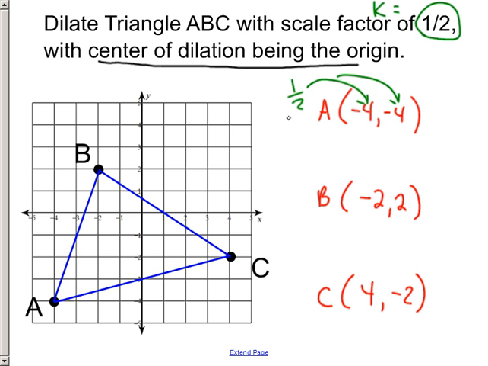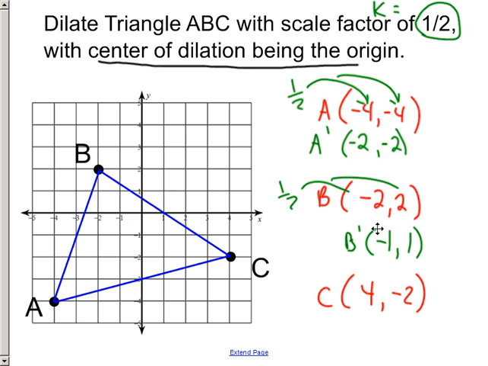So there you go. Half times -4 is -2. Half times this -4 is -2. And so A prime is -2, -2. And let's just go through and get our multiplication done before we go graph anything. B prime, after we multiply, it's going to be -1, +1. And C prime, after we do the multiplication, will be +2, -1.